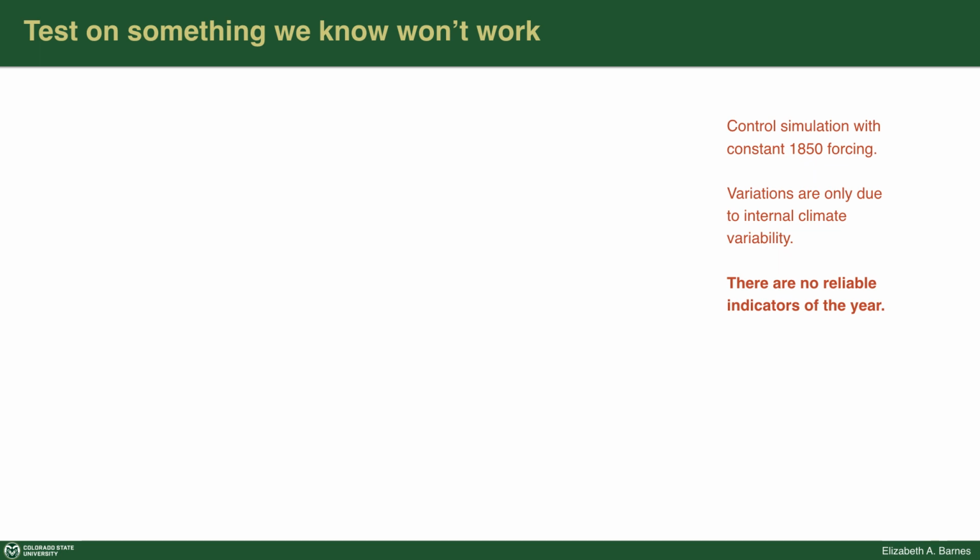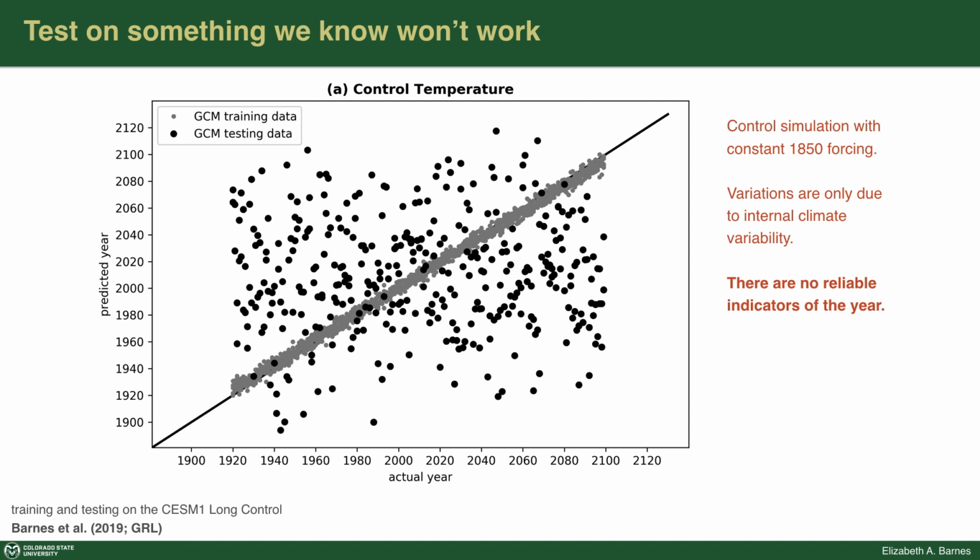In this particular model simulation, variations from one year to the next are only due to internal climate variability or climate noise. And for that reason, there are no reliable indicators of the year for the neural network to learn from. Thus, the neural network performs very poorly.